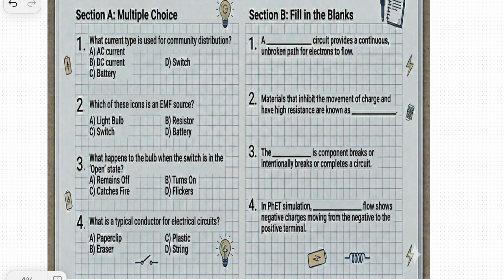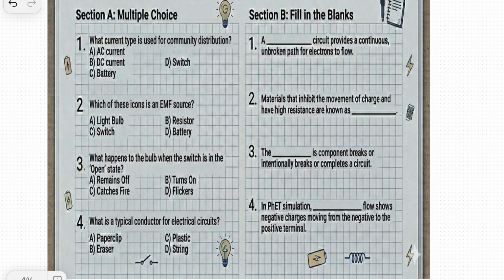Let's see. First question, what current type is used for community distribution? Is it AC current, DC current, battery or switch? Yes, for community distribution it is AC current. Which of these icons is an EMF source? Light bulb, switch, resistor, battery. It is battery. EMF is electromotive force.